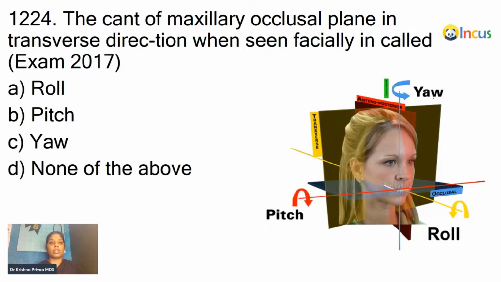Now coming to the next question: the cant of the maxillary occlusal plane in the transverse direction when seen facially. So you should really understand the importance of this question. When you know the concept, you can answer a lot of questions in a similar genre. So, okay, here I have given a picture of a face, and I've split it into three. You can understand one, it is an anterior posterior.